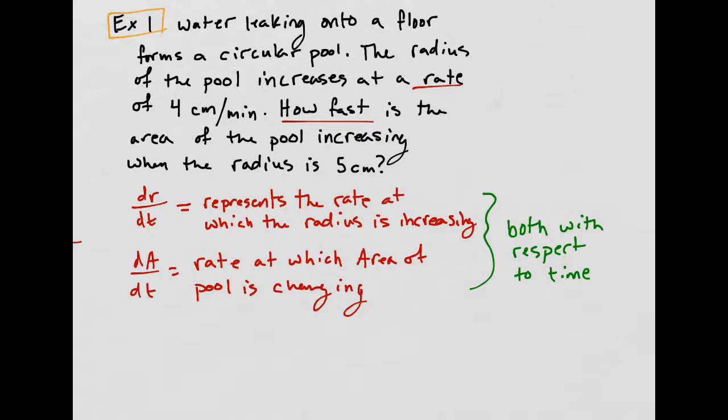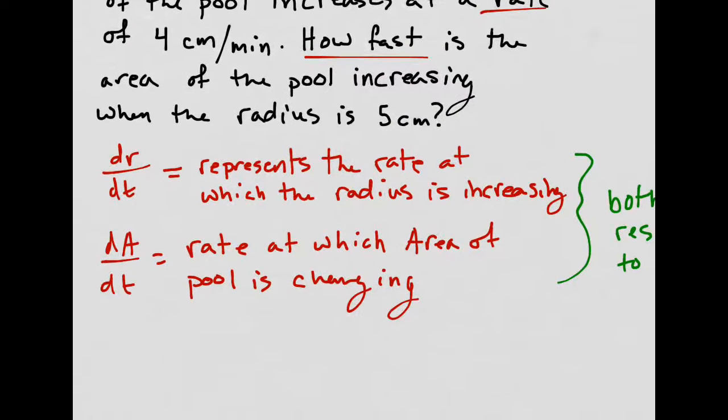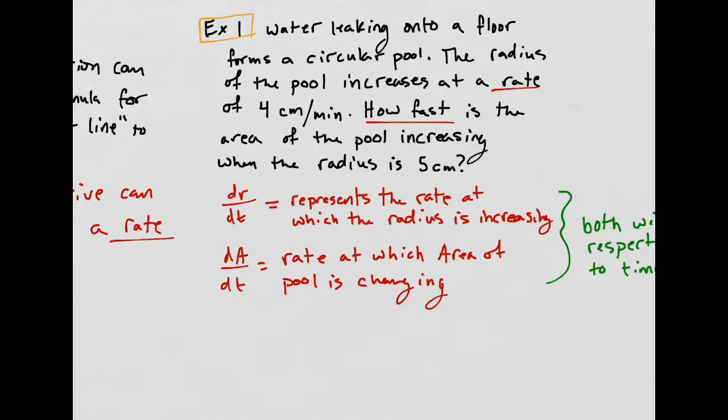Something I'll mention later as we go through more examples is that when you have a quantity that's increasing, the rate will be positive. If you have a quantity that's decreasing, the rate will be negative. In this case, they'll both be positive because the pool is getting bigger and bigger, which means the area is growing and the radius is growing.